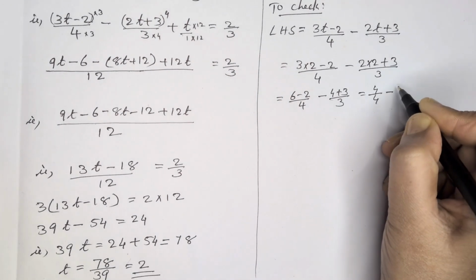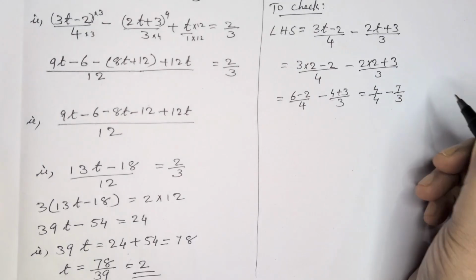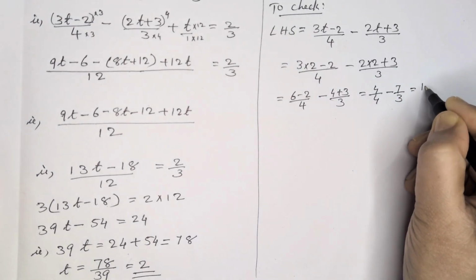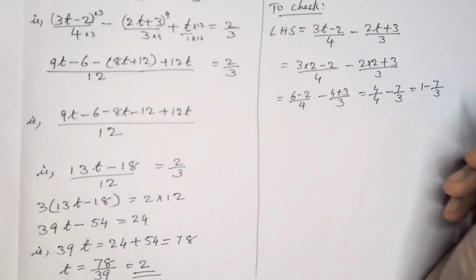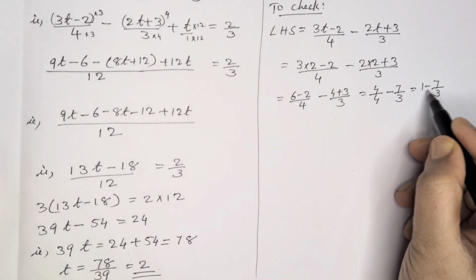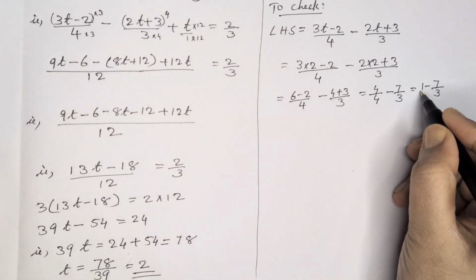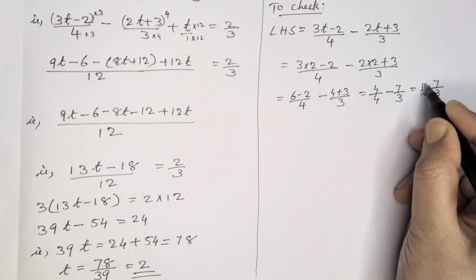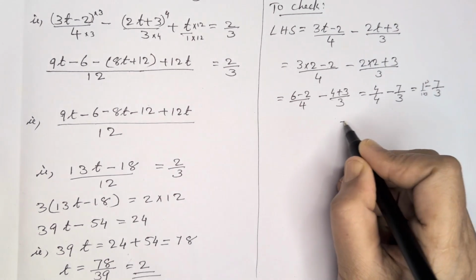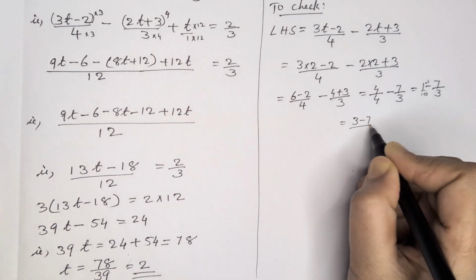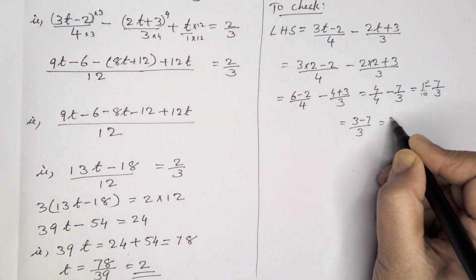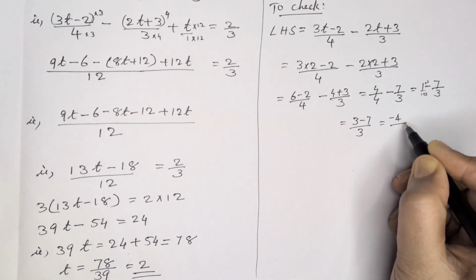4 by 4 minus 7 by 3, which is equal to 1 minus 7 by 3. Again we can take 3 as the LCM, so it will become 1 as 1 by 1, times 3. Then we will get (3 minus 7)/3, which is equal to minus 4 by 3.